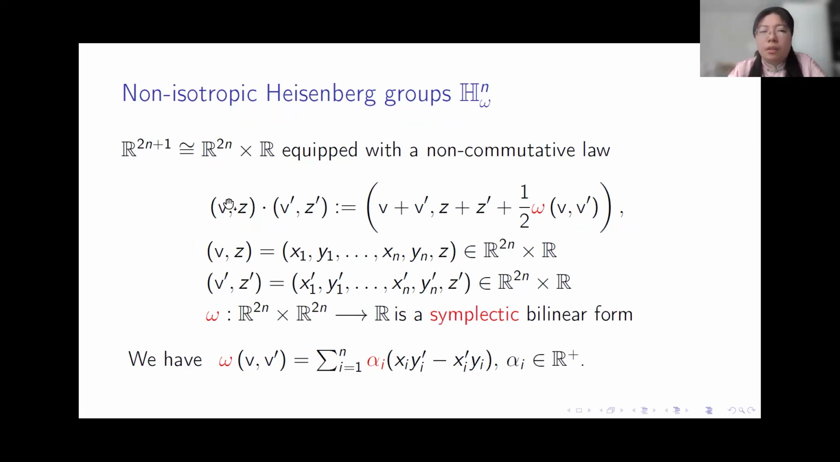It is of such a form. This is because when your finite dimensional symplectic space is equipped with an inner product structure, then up to isomorphism, your non-isotropic Heisenberg group can always be written as R^2n times R equipped with such a non-commutative law. Here you still have a symplectic bilinear form, but it's much simpler. That is, you can sort of diagonalize this symplectic bilinear form.